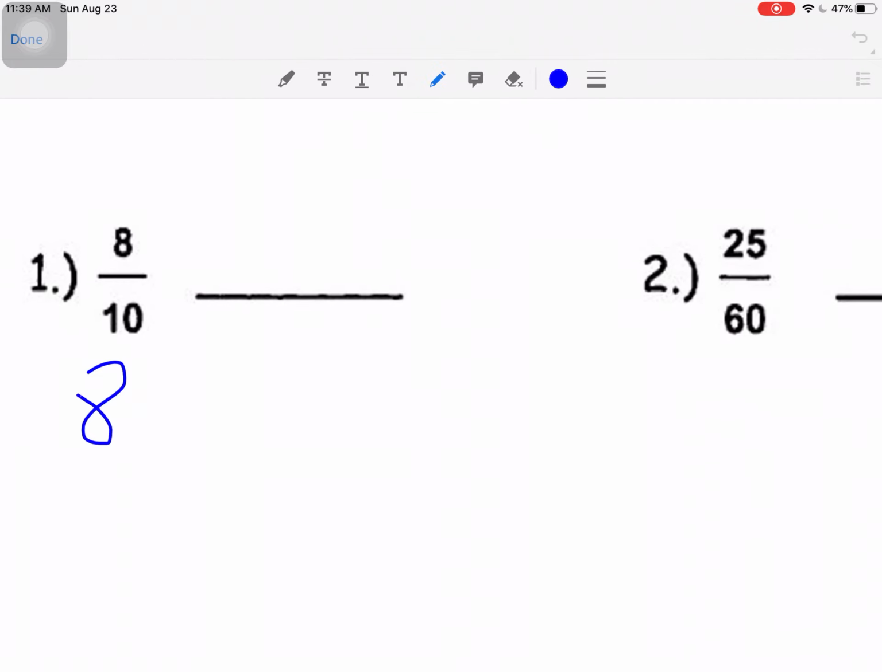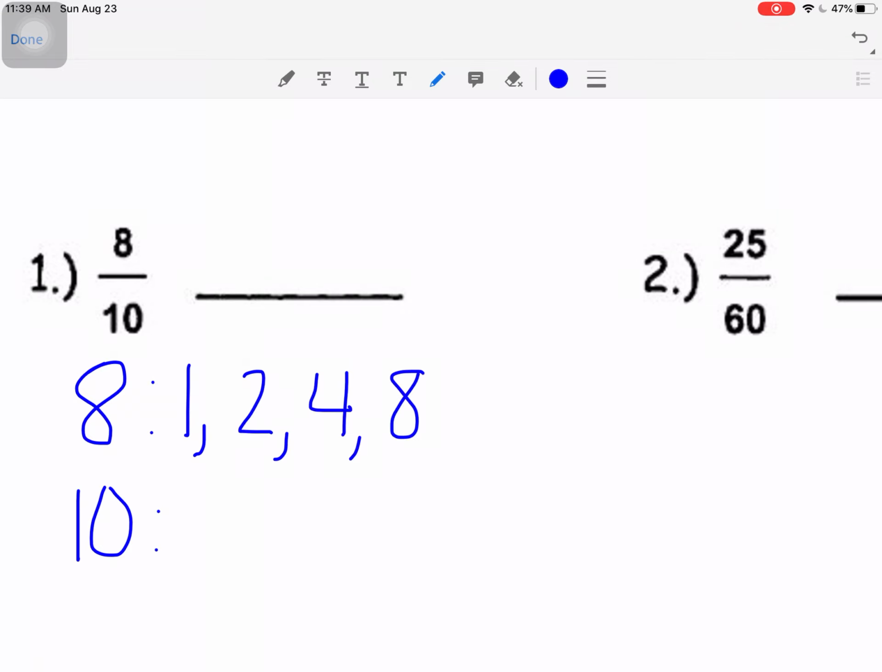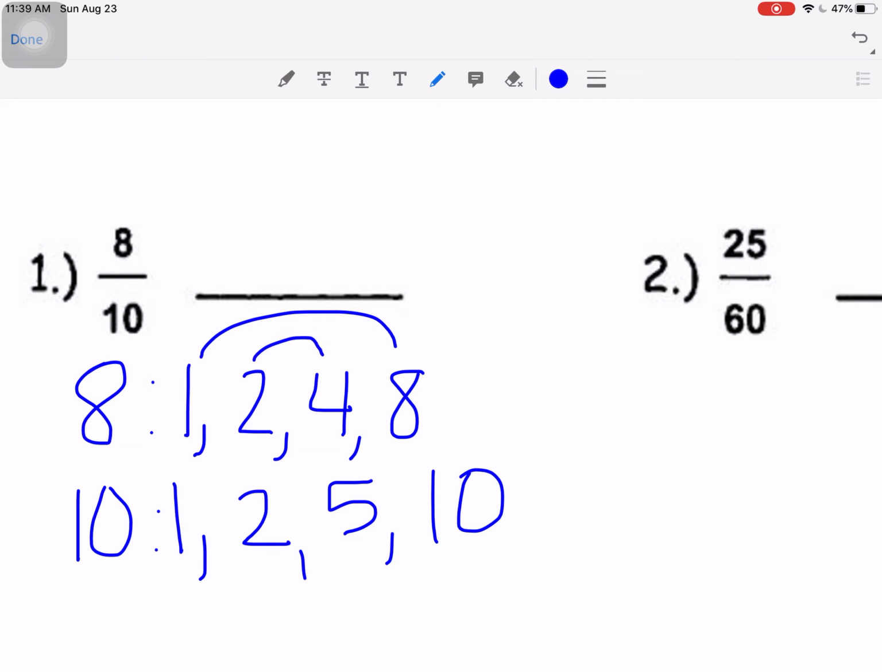So we want to find the factors of 8 and the factors of 10. The factors of 8 are 1, 2, 4, and 8. And the factors of 10 are 1, 2, 5, and 10. These are the numbers that we can multiply together to get that number. So we see that they have 2 in common.